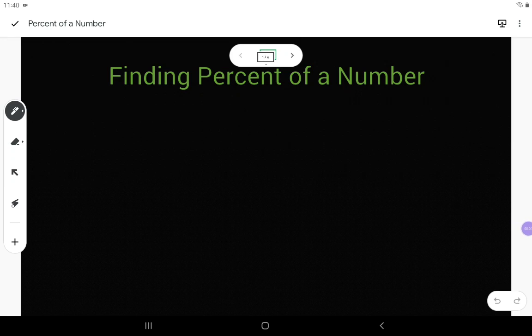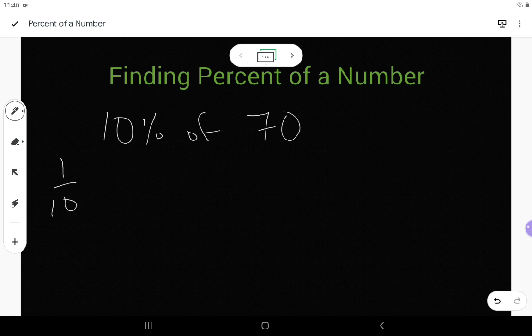to look at finding percent of a number. Now, when you were in grade 7, you would have done the same thing, but hopefully we were forcing you to do it mentally, right? So if I needed to find 10% of, let's say, the number 70, I know that 10% is 1/10 of the whole.